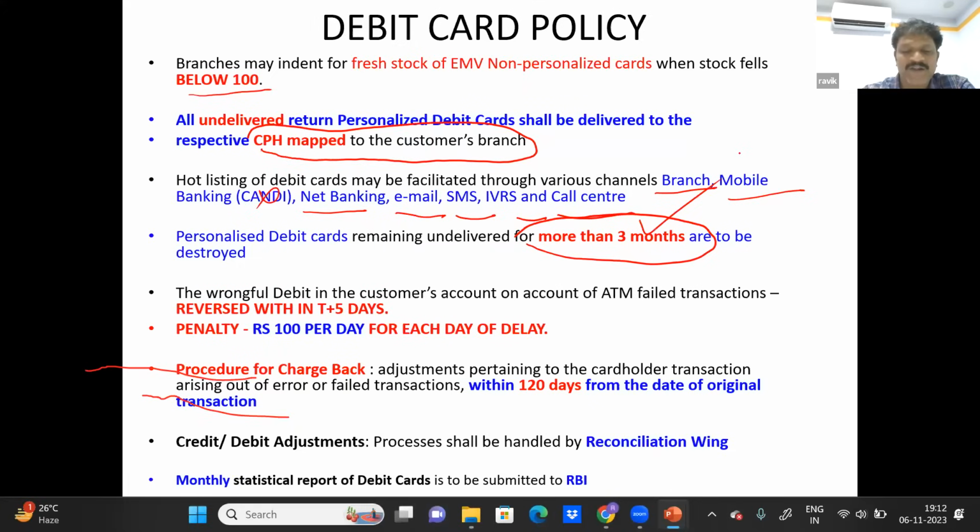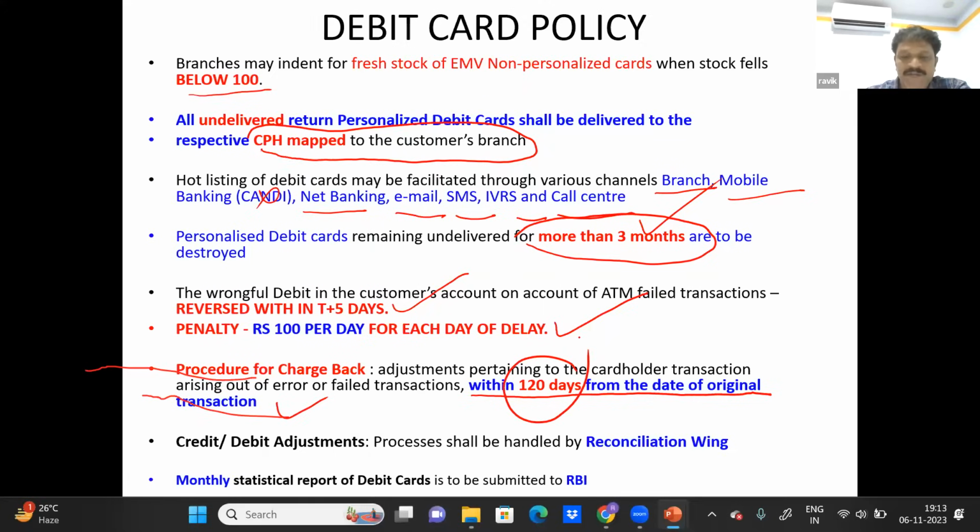If any ATM failed transaction wrongfully debited, if it is not reversed within T plus 5 days, penalty is 100 rupees per day. Then procedure of chargeback. Any adjustments pertaining to cardholder transaction arising out of error, any failed transaction, remember, within 120 days from the original date of original transaction. Okay, it should be adjusted.